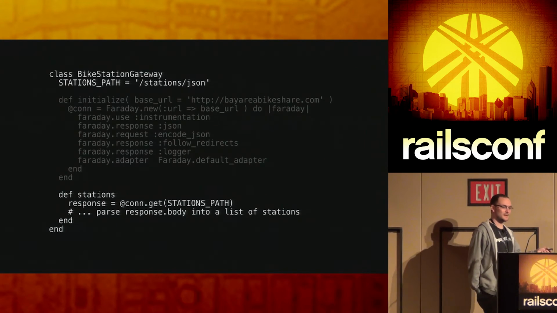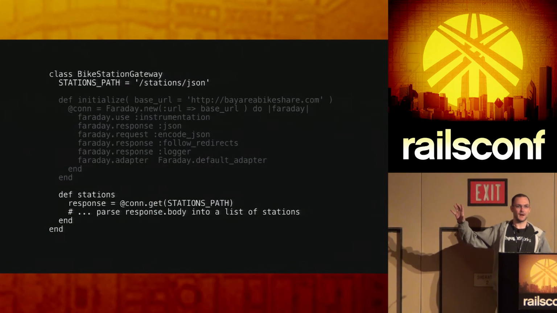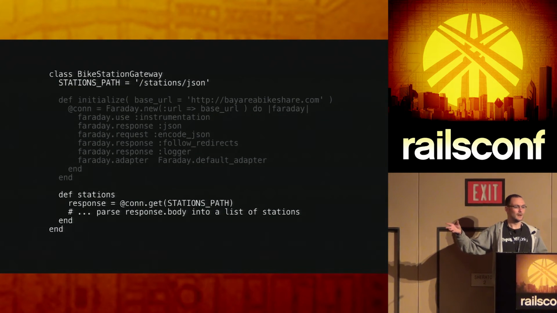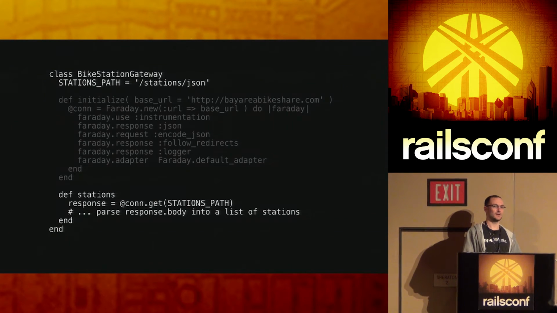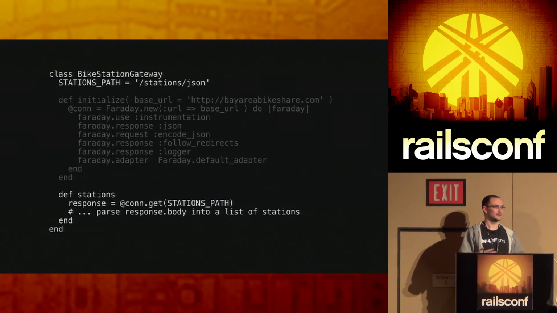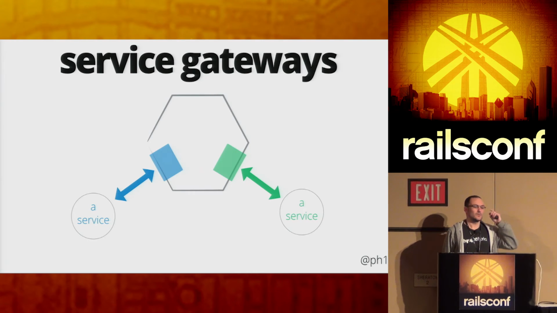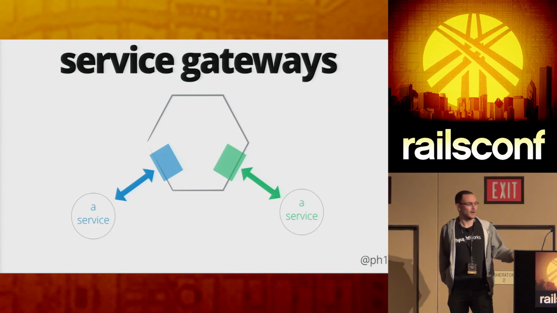And what's really nice, the real power of Faraday, is there's all this extra stuff that we set up, this middleware, this technical junk going on, but the rest of our code doesn't have to care about it. So we've abstracted over all of that stuff of JSON and following redirects and logging and caching. So we used Faraday a lot in these things that I was calling service gateways.